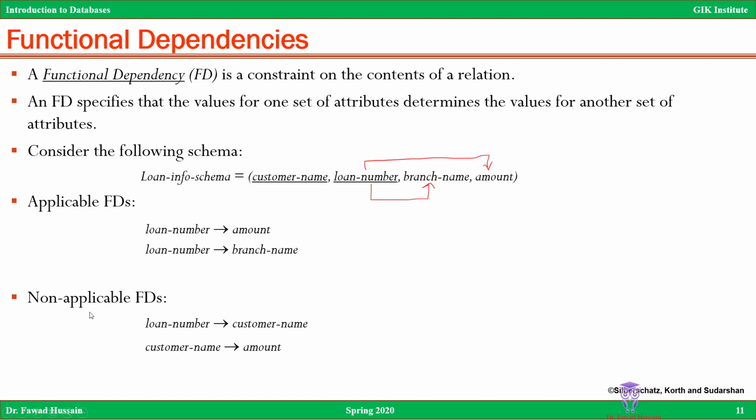What are some of the non-applicable functional dependencies? This may look logical, but they are not. If I say loan number determines customer name, no, it doesn't.